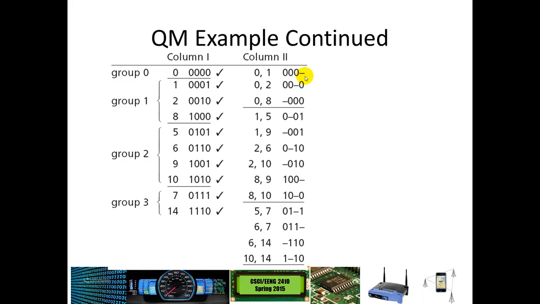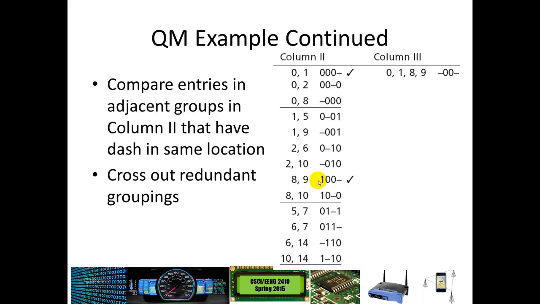So for example, if we look at our 0-1 term, which is 0-0-0-dash, we have to look down here and see which of these terms has a dash in the rightmost position. The only one we have is 8-9. And in fact, if we look at that, there is only a difference in that first bit, the leftmost bit. So we can combine that, and that's going to make -00-. And we can go ahead and check off our 0-1 and our 8-9. Then we realize we're done comparing 0-1. That's the only thing down here that has a dash in there, the 8-9.